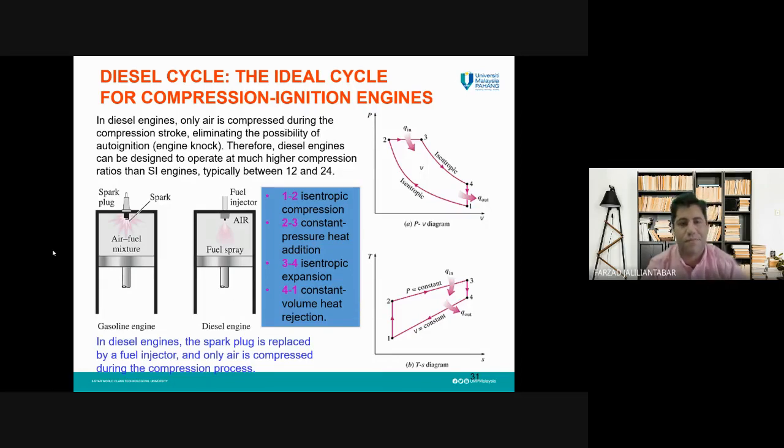air. In the previous session, I introduced you to two different types of gas power cycles, which were for the reciprocating engines or internal combustion engines. The first one was the spark ignition engine, or Otto cycle, and the second one was the diesel cycle, which we discussed yesterday.